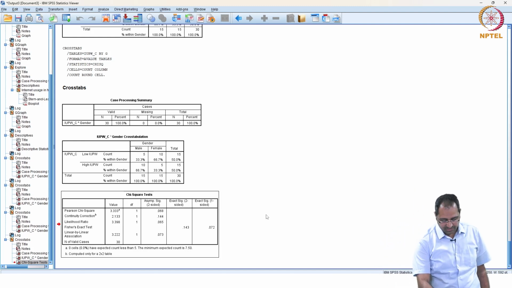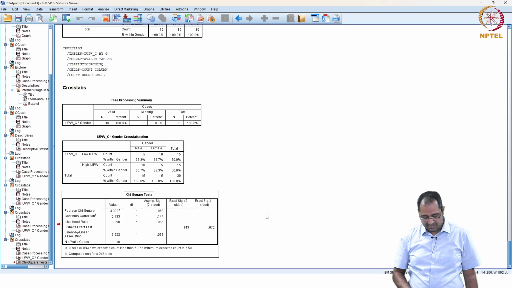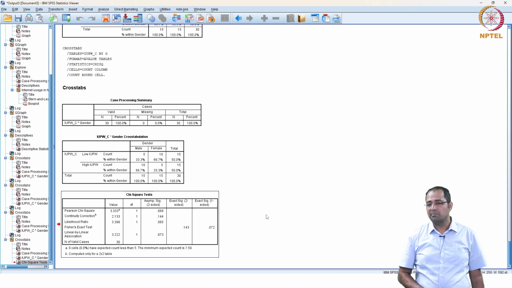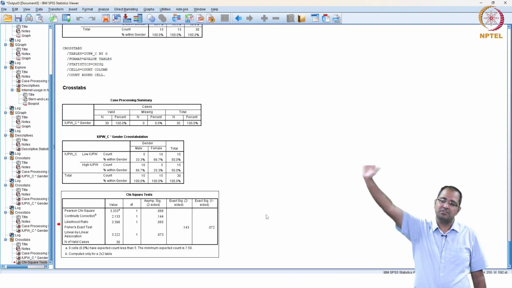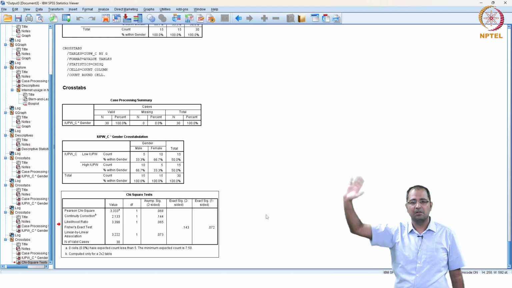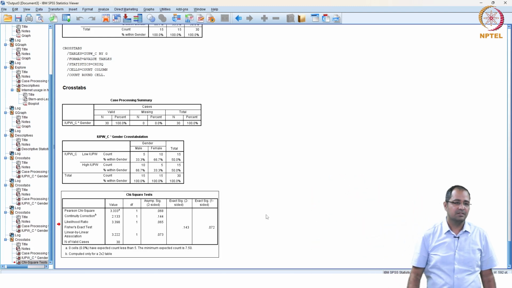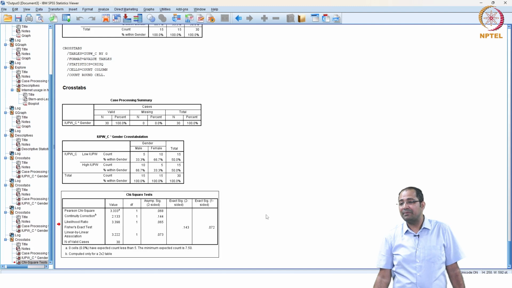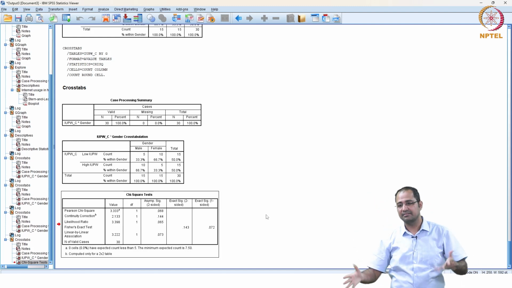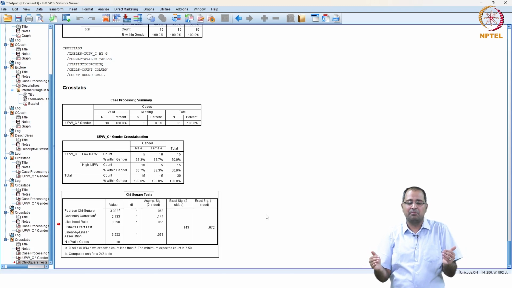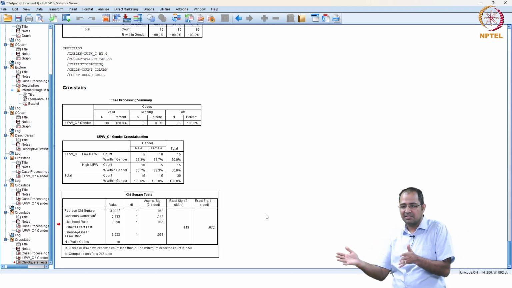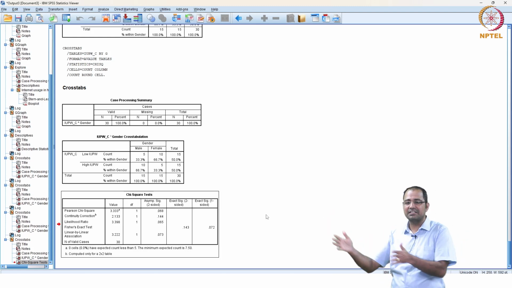Asymptotic significance, we are going to look at the value under the two-sided, but it is the value on the farther side of the chi-square, which is a positively skewed distribution. It cannot be negative because what we are doing is observed minus expected, squared. So it is made in such a way that it will have positive values only.